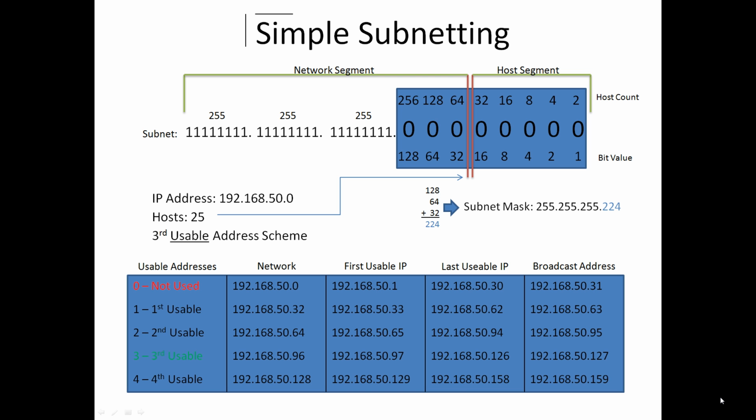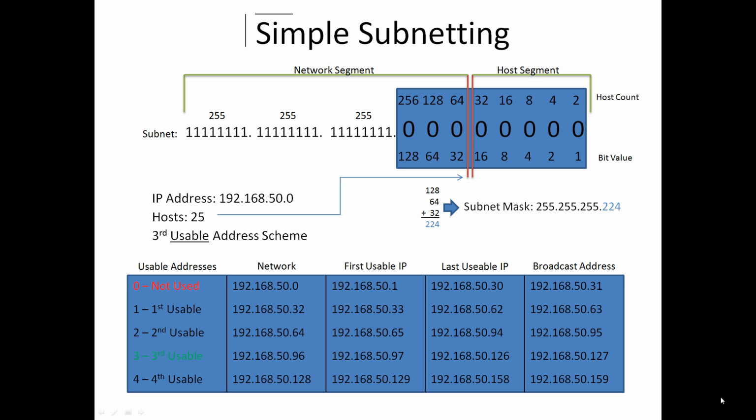First usable in that list is 192.168.50.1. If you were to fill up your entire host segment with ones, so that's 11111 in the last 5, that'd be 16 plus 8 plus 4 plus 2 plus 1. That comes out to 31. That's why the broadcast address for this IP scheme is 50.31 for the first line.